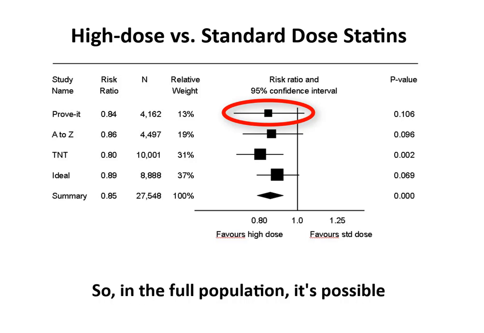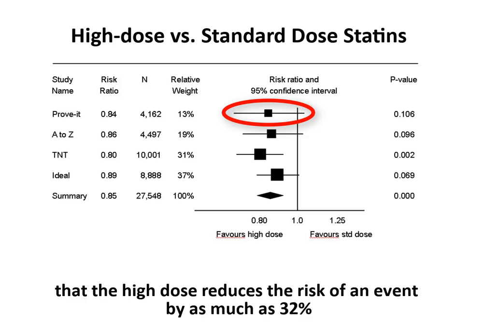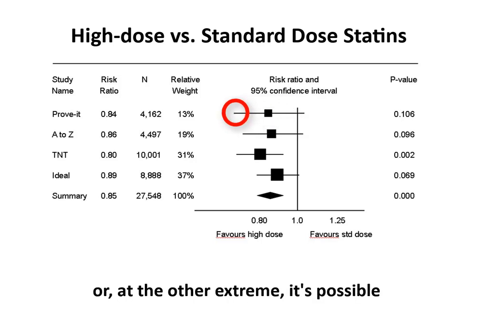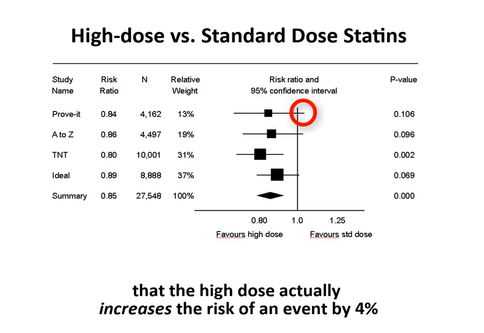So, in the full population, it's possible that the high dose reduces the risk of an event by as much as 32%. Or at the other extreme, it's possible that the high dose actually increases the risk of an event by 4%.